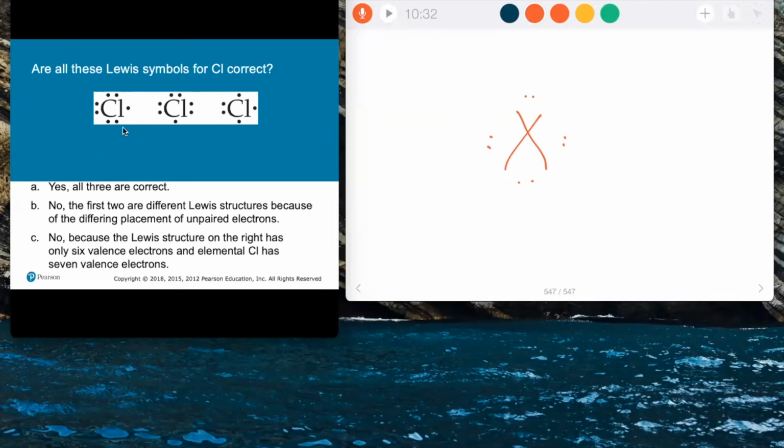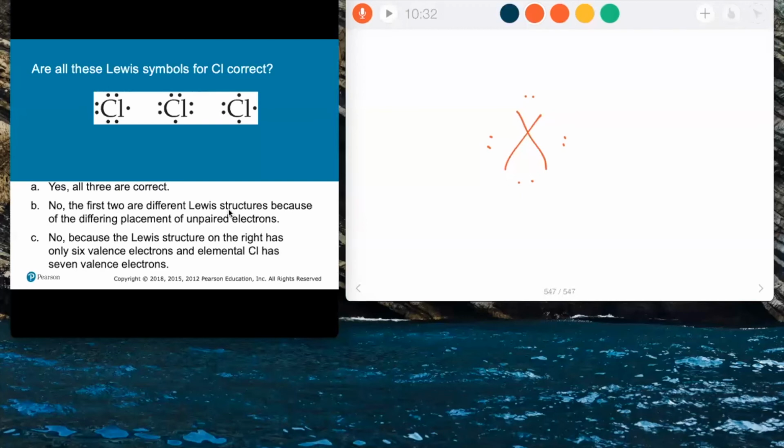If I look at this, you understand that at the outset, we should have 7 what? 7 dots around the chlorine symbol, correct? And the first two do have that, it fulfills that. But the last one on the right here has how many valence electrons? Well, that one's showing less than it should have, right? But how many are there? 5. So if I look at B, no, the first two are different.